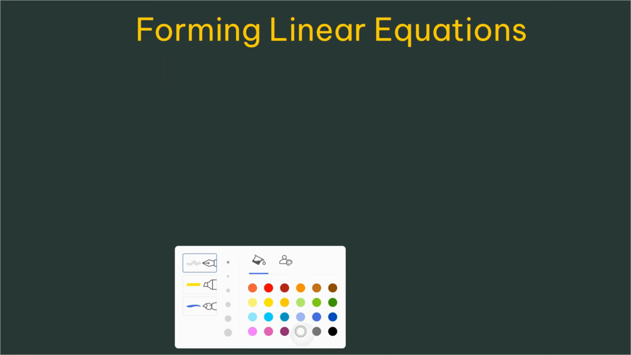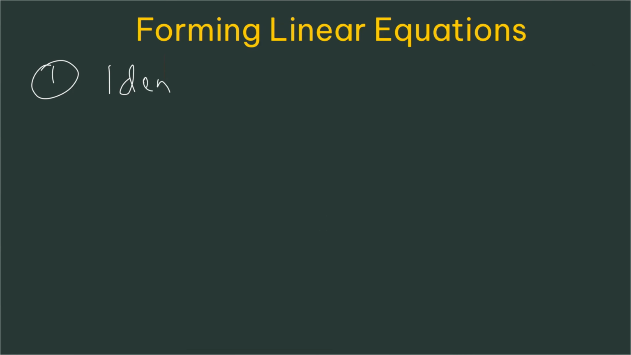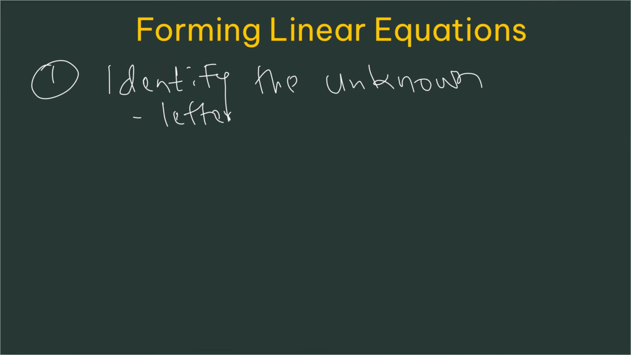The first step of forming a linear equation is to identify the unknown. The first step is always to find out what we don't know, and we'll represent what we don't know with a letter. We usually call this letter a variable.